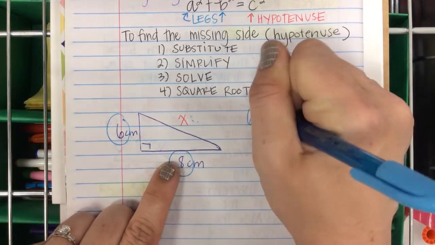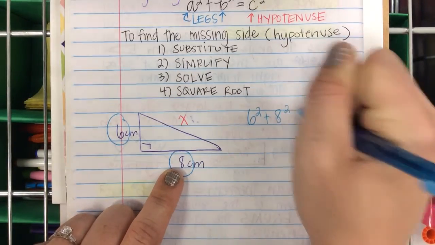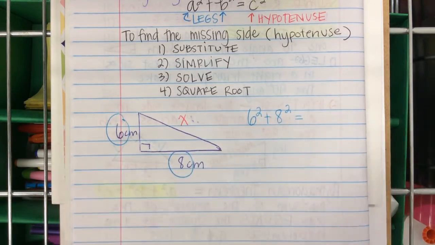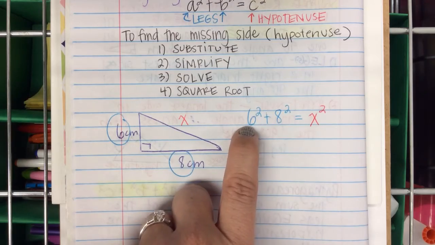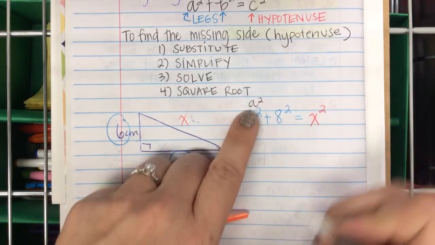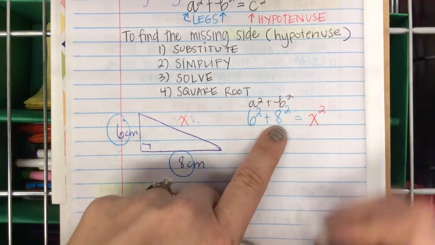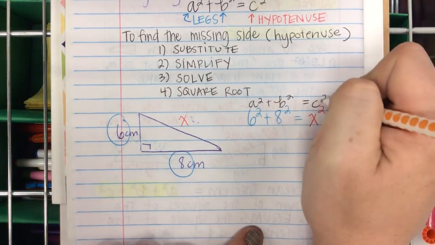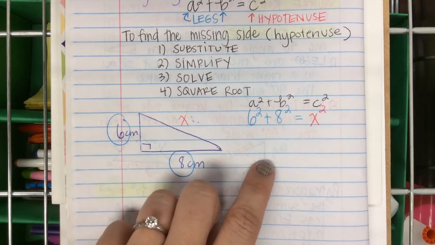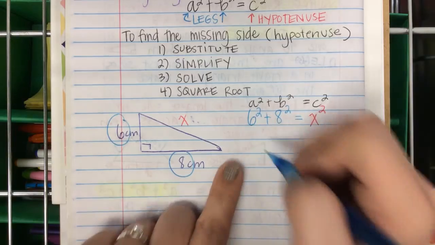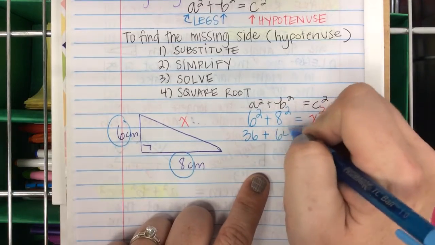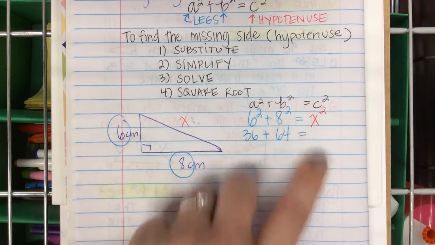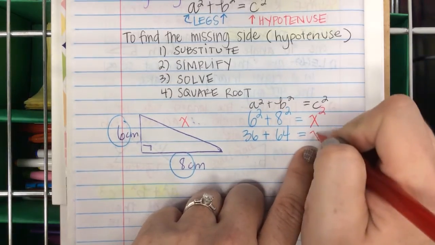All right, so 6 squared plus 8 squared equals X squared, right? I don't know. It's my missing side. I substituted my values. A squared is 6 plus b squared, b is 8, equals c squared. What's 6 times 6? 36. Plus, what's 8 times 8? 64. Equals, do you know what x times x is? It's x squared, right?